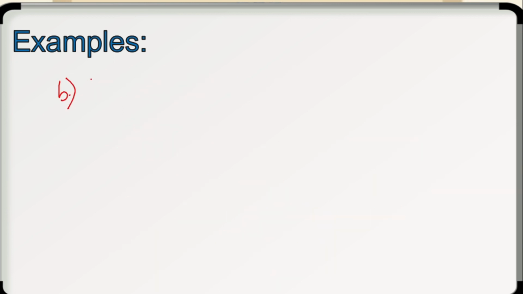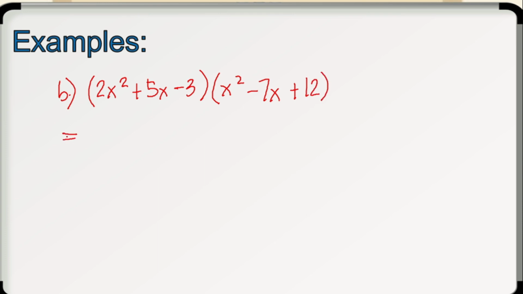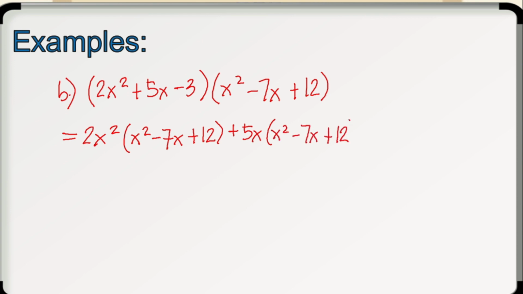Example letter B. The quantity of 2x squared plus 5x minus 3 times the quantity of x squared minus 7x plus 12. First, we will distribute each term of the first polynomial to the second polynomial, starting with 2x squared times the quantity of x squared minus 7x plus 12. Next, 5x times the quantity of x squared minus 7x plus 12. And negative 3 times the quantity of x squared minus 7x plus 12.